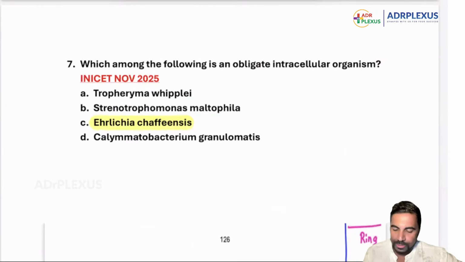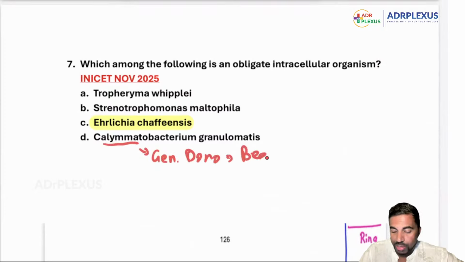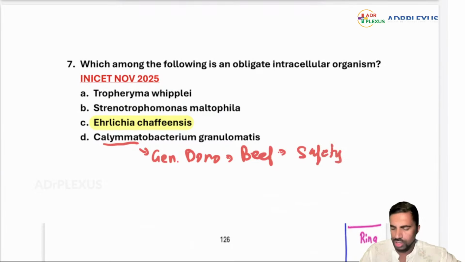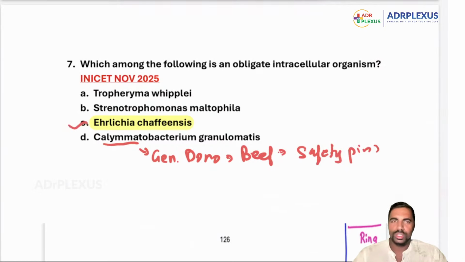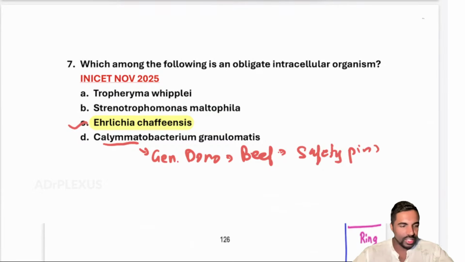Now what is here? Whipple, we're not interested in that at all. Stenotrophomonas is like Pseudomonas, an infection. Calymmatobacterium granulomatis, you remember, right? We told donovanosis, genital, with the safety pin appearance. That is totally different; it is not intracellular, it is extracellular. That is granuloma inguinale disease, right? So easy. Ehrlichia, Anaplasma only. So you got this one, it is correct. Okay, fine, excellent, so we did this one.